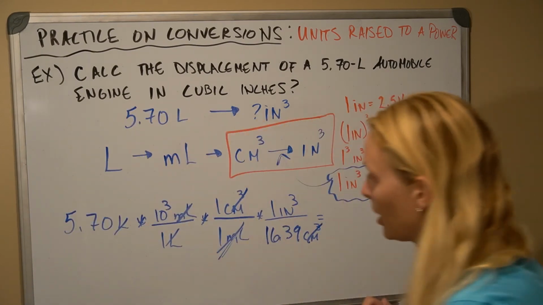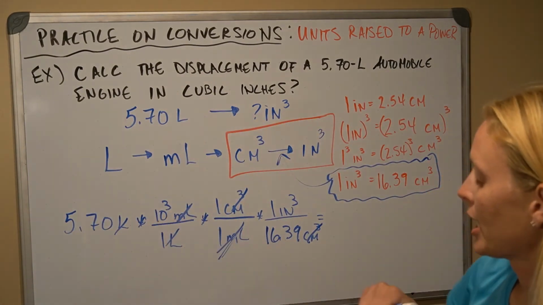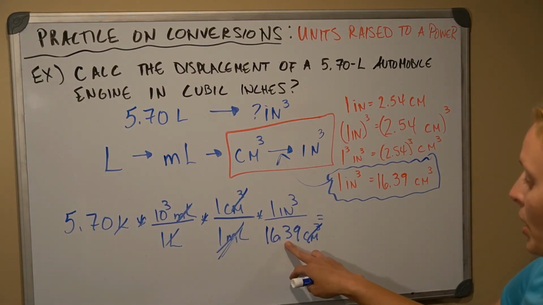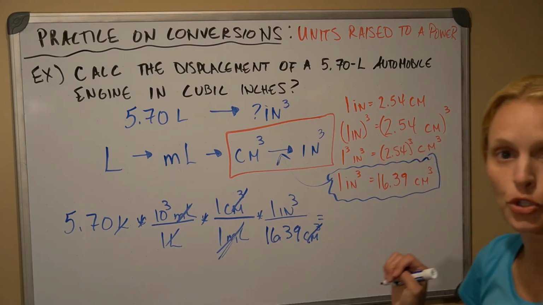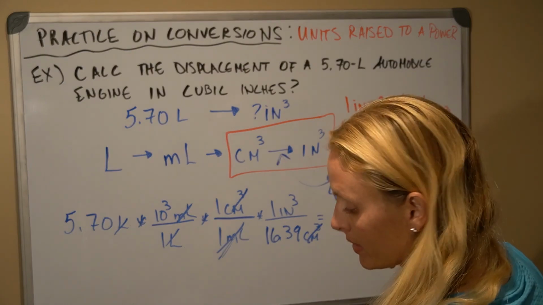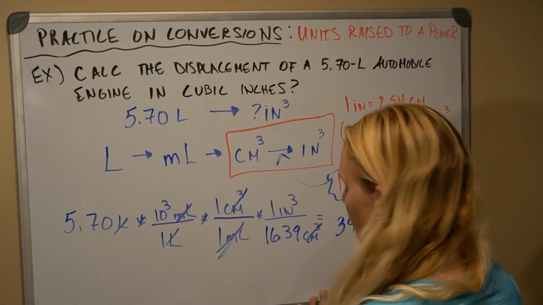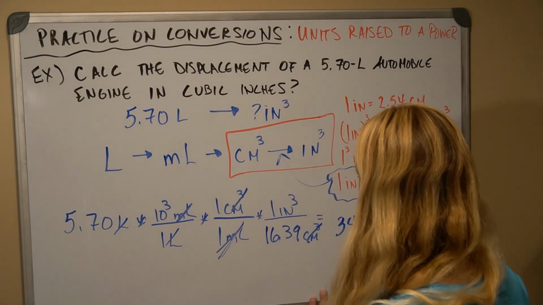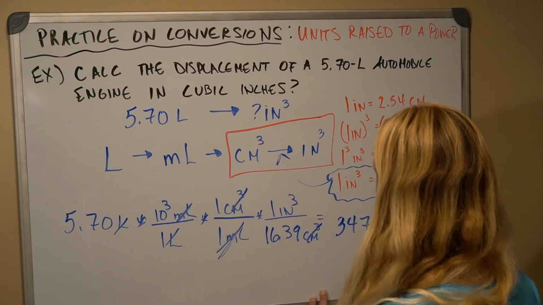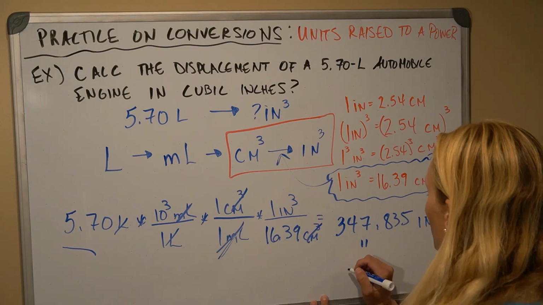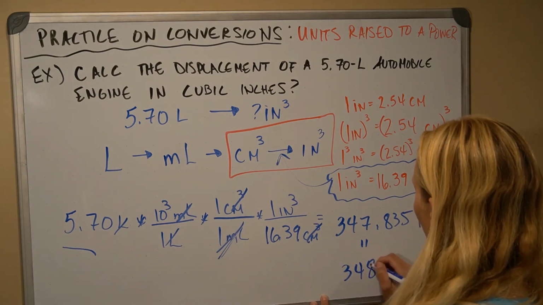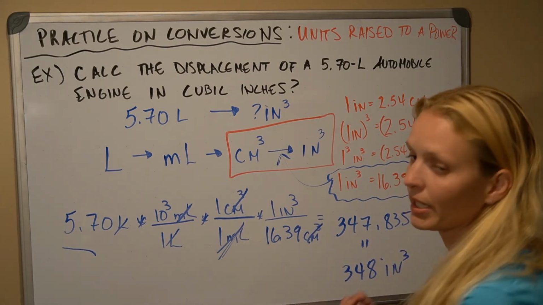Plug that into my calculator: 5.7 times 1,000 divided by 16.39, or you can use the parenthesis 2.54 cubed to get a more exact number. That's going to give me 347.835 cubic inches. I only have 3 sig figs in the initial value, so I'm going to round that to 348 cubic inches.